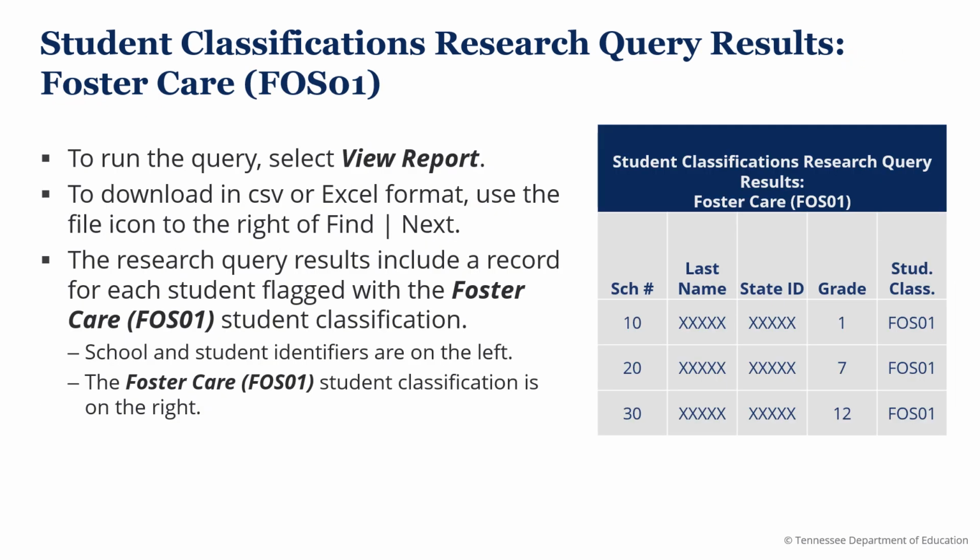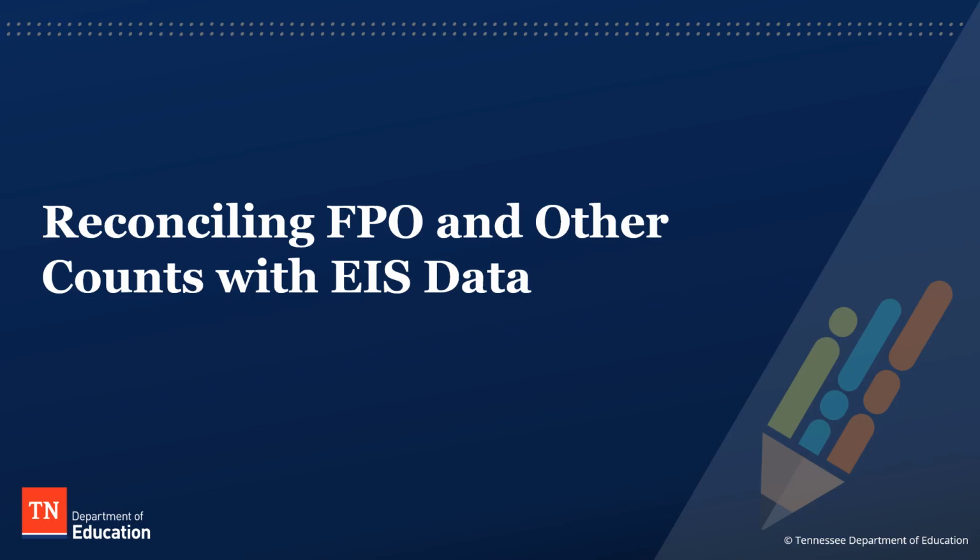Typically, you will want to download the data to a CSV file or Excel. Use the file icon to the right of Find Next. The research query results follow a standard format. They will include a record for each student flagged, in this case with a foster care FALSO 1 student classification. School and student identifiers are on the left. The foster care FALSO 1 student classification is on the right.